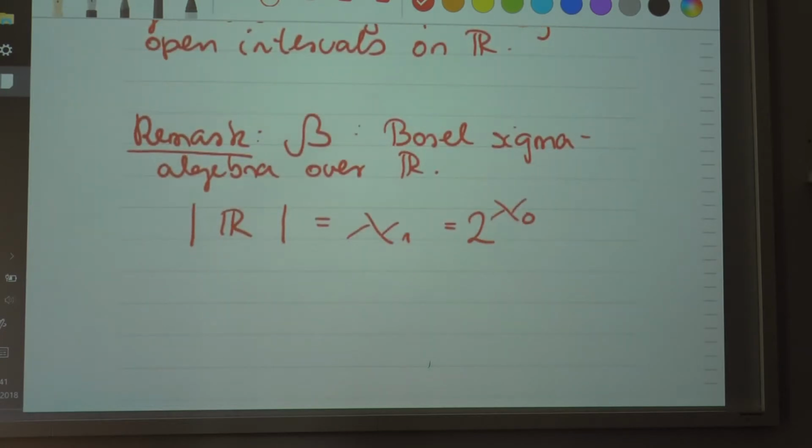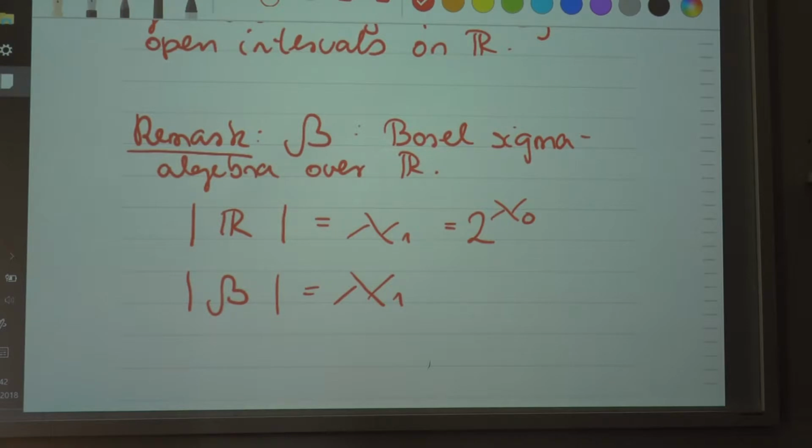And one interesting thing is that the Borel sigma algebra has exactly the same cardinality. So this means that there is a bijection between the set of real numbers and the Borel sigma algebra, which is generated by open intervals on the set of real numbers. To put it simply, there are just as many real numbers as intervals on the set of real numbers.